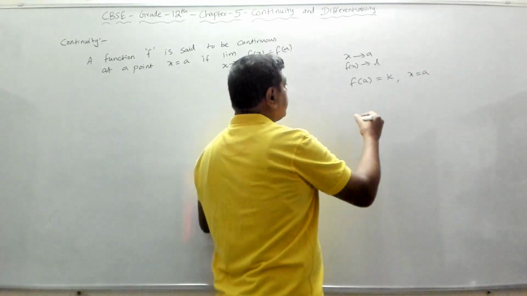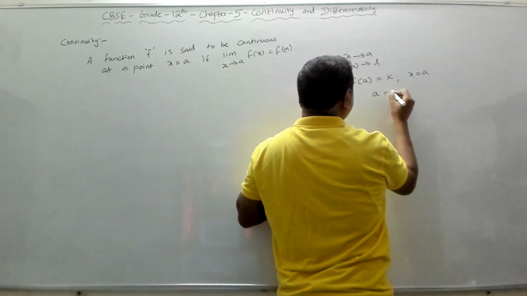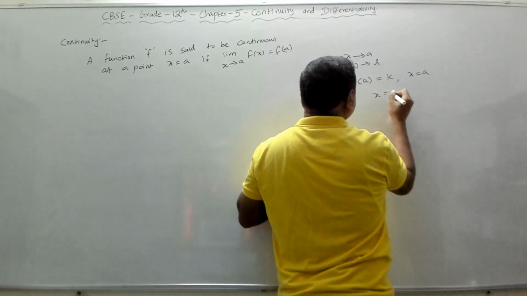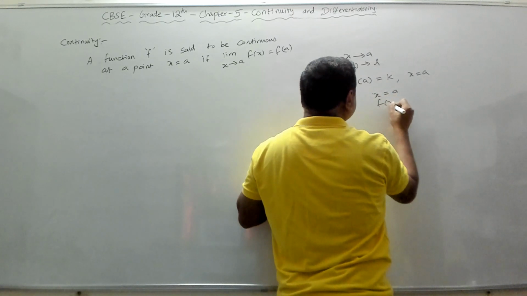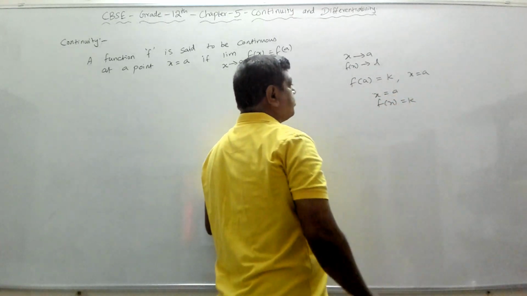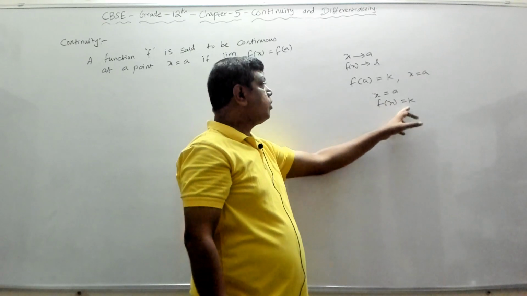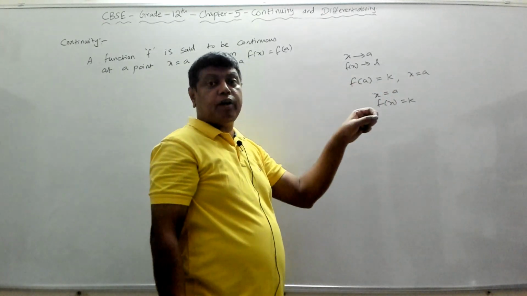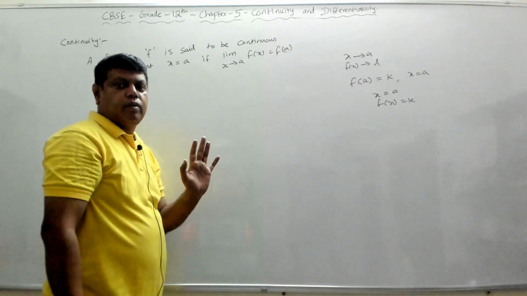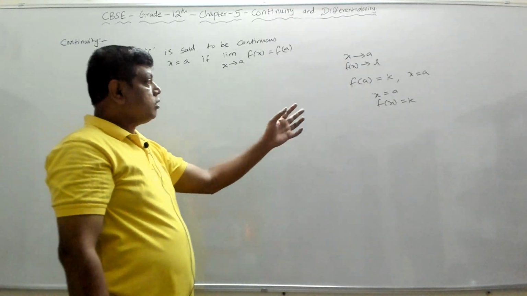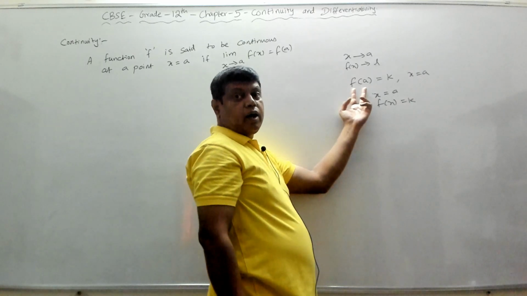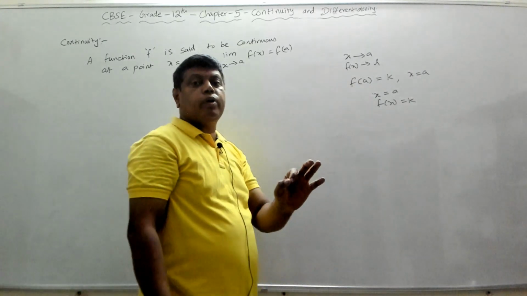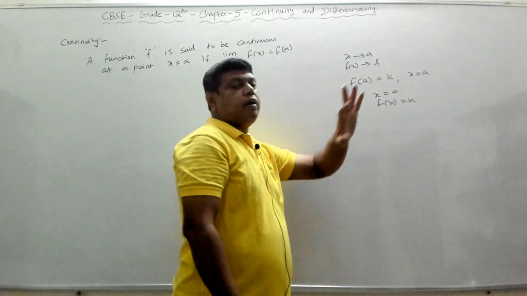When x is equal to a, f of x is equal to k. That is the meaning of f of a equal to k. f of a means the value of the function at the point x equal to a. When x is equal to a, your f of x is k.